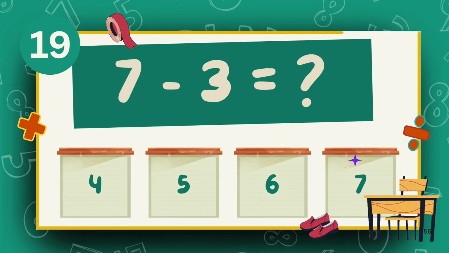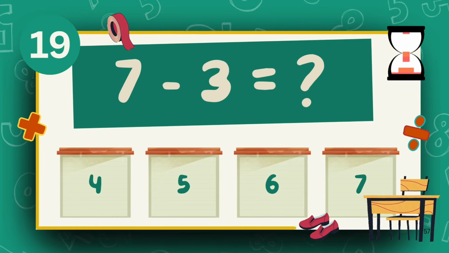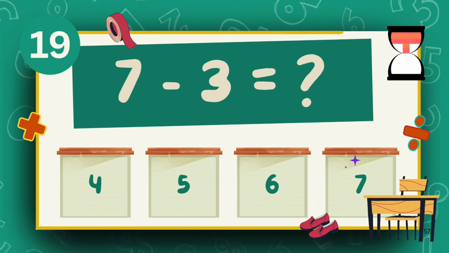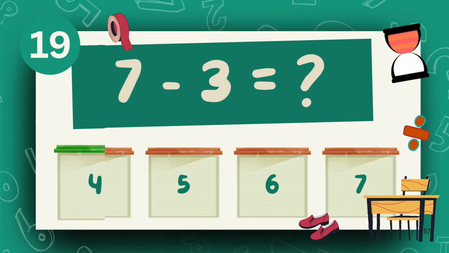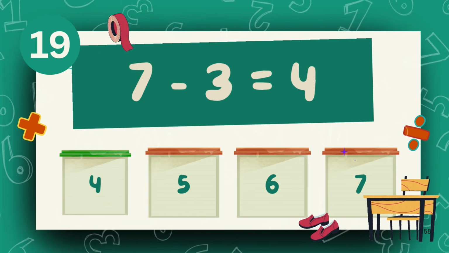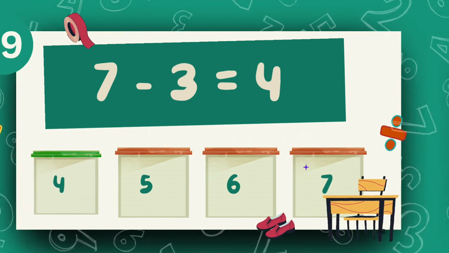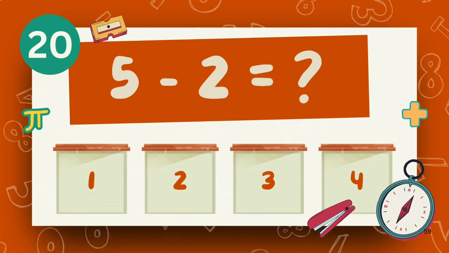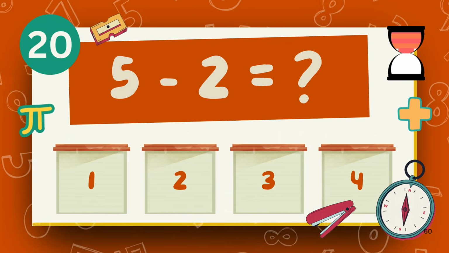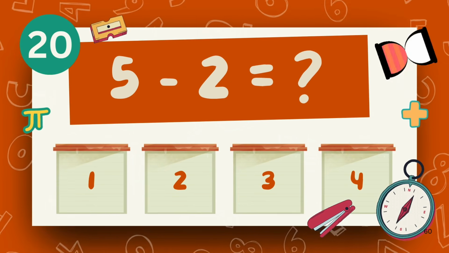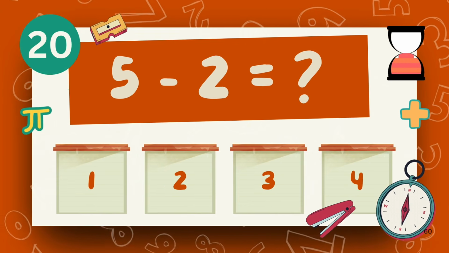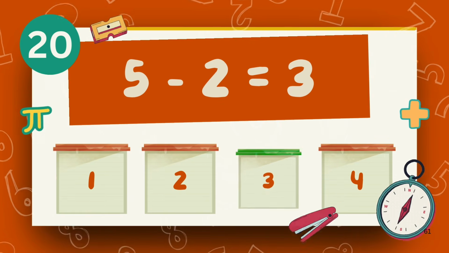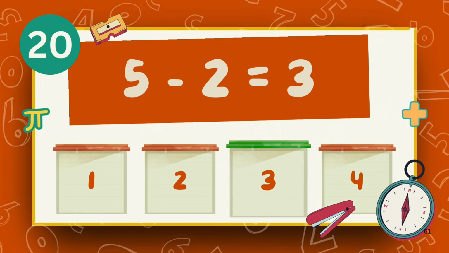What is 7 minus 3? The answer is 4. What is 5 minus 2? The answer is 3.